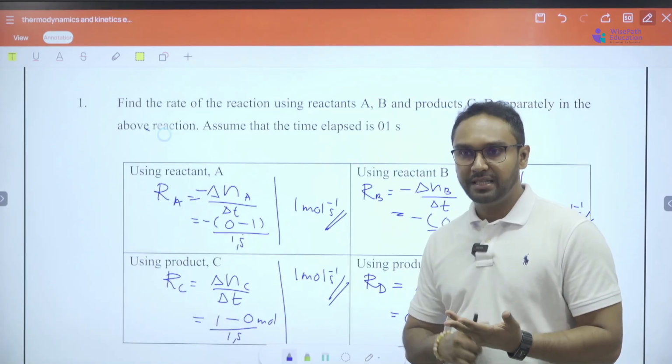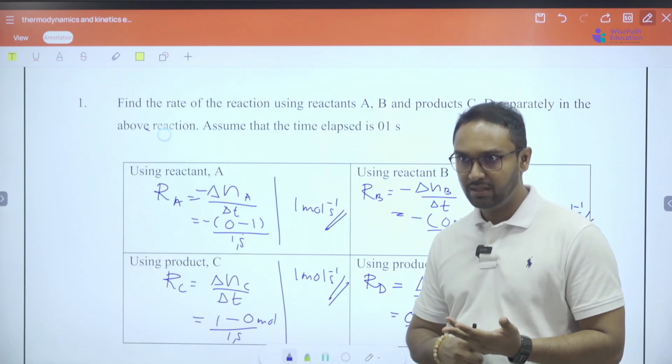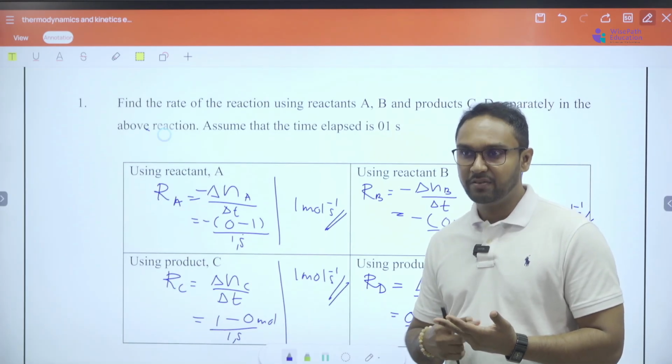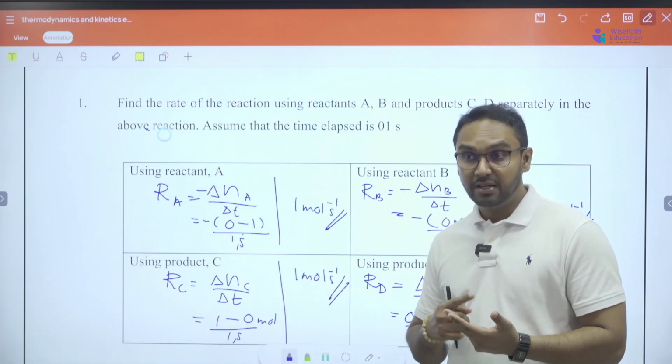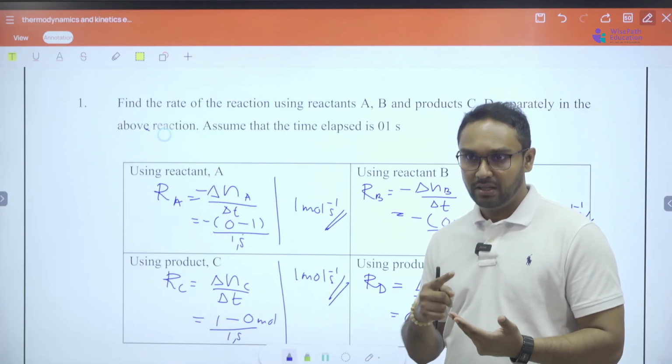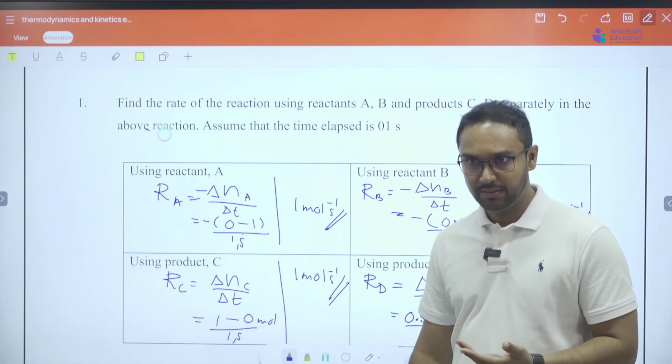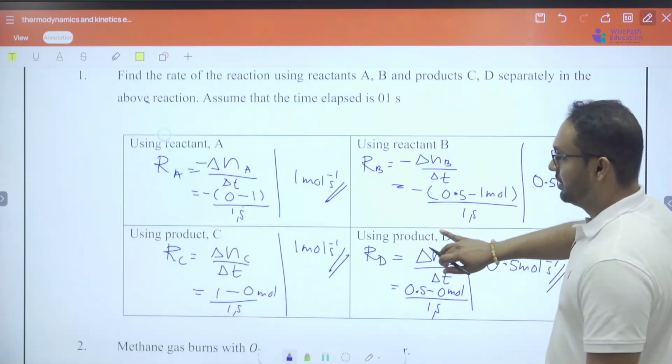So the stoichiometry changes the rate of reaction, right? And if the stoichiometry are equal, the rates of reaction are equal, and the rates of reaction are also in the ratio of the stoichiometry, right? Get it? That's all.